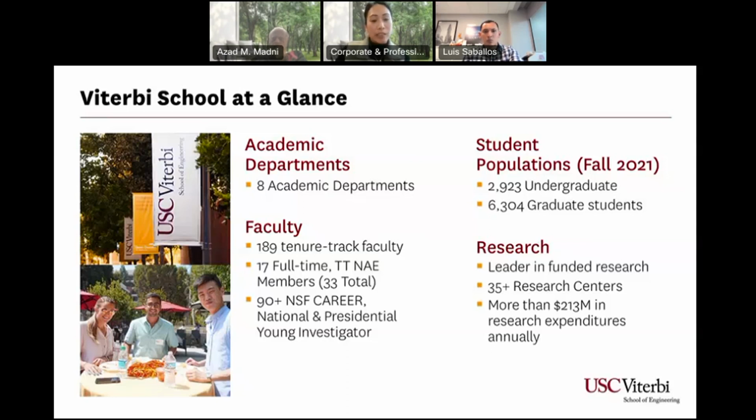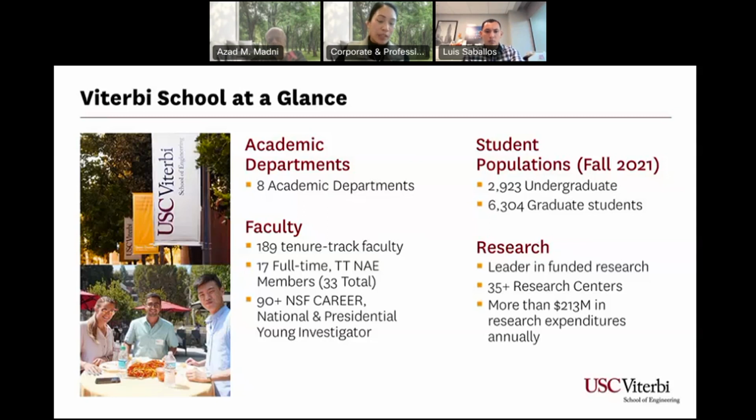Viterbi is also a leader in funded research. There are over 35 research centers, which are highly interdisciplinary, and more than $213 million is spent in research expenditures annually. If you're interested in the research that is offered or the different research centers, I encourage you to visit our website to learn more.